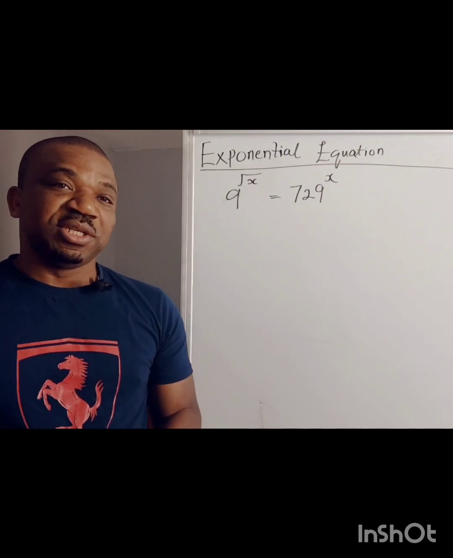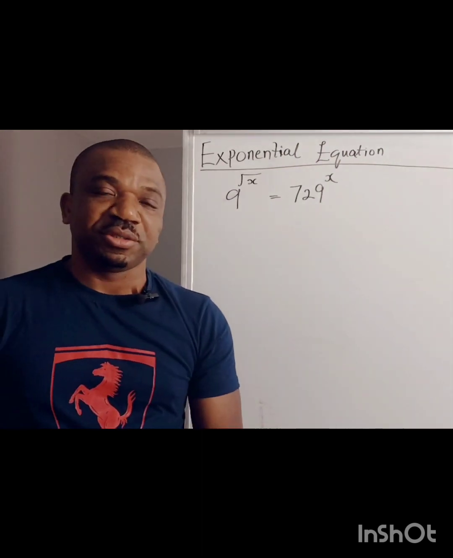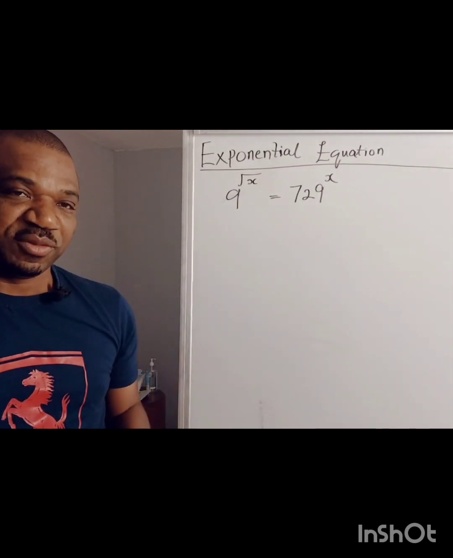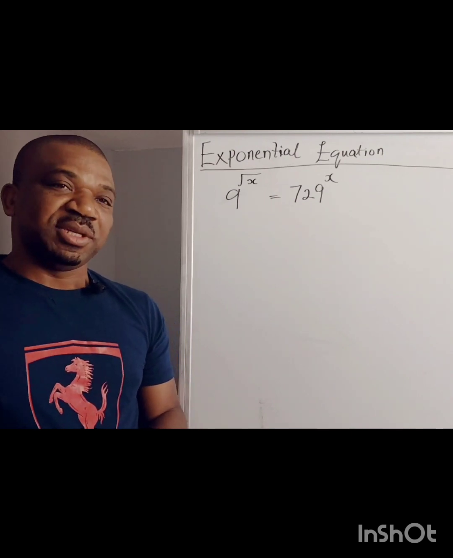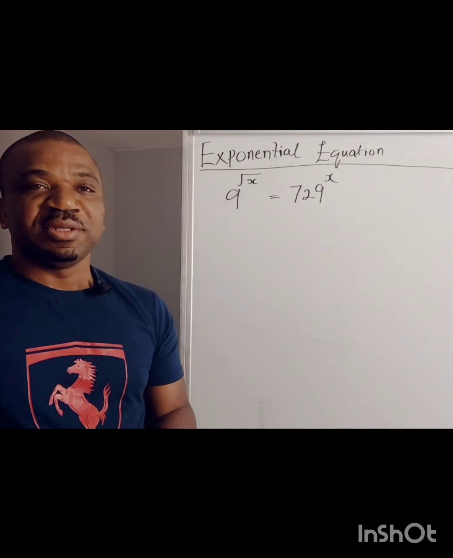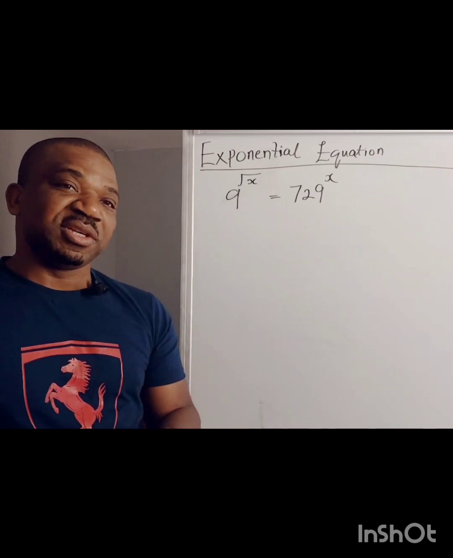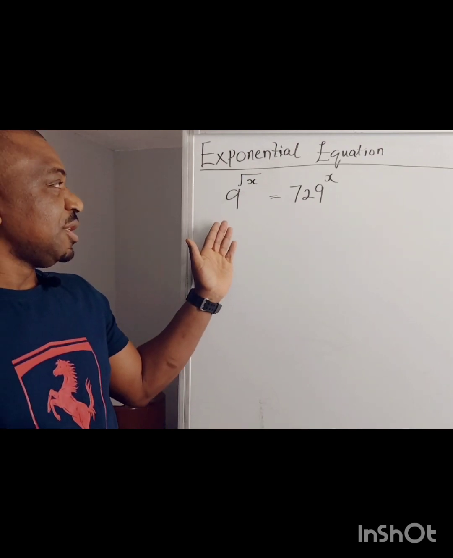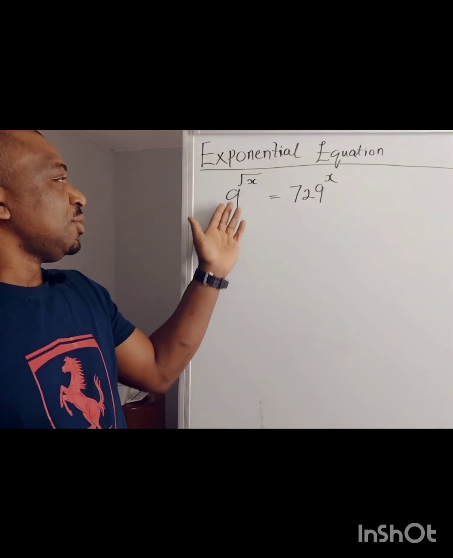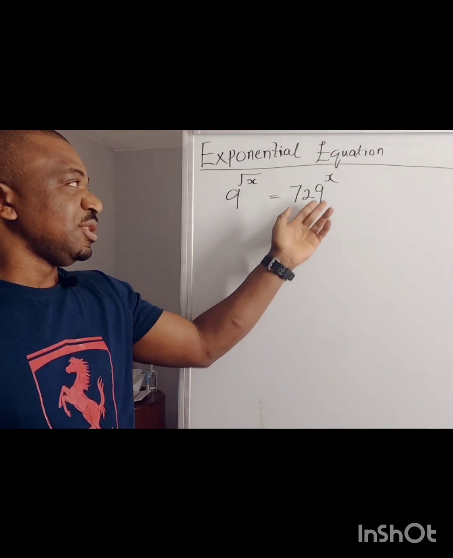And today I want to deal with a problem on the exponential equation. This question comes in different forms. Recently, one of the students asked me how to solve a problem which has a square root as a power, and that is why I'm making this video today. And here the question says 9 to the power of square root of x is equals to 729 to the power of x.